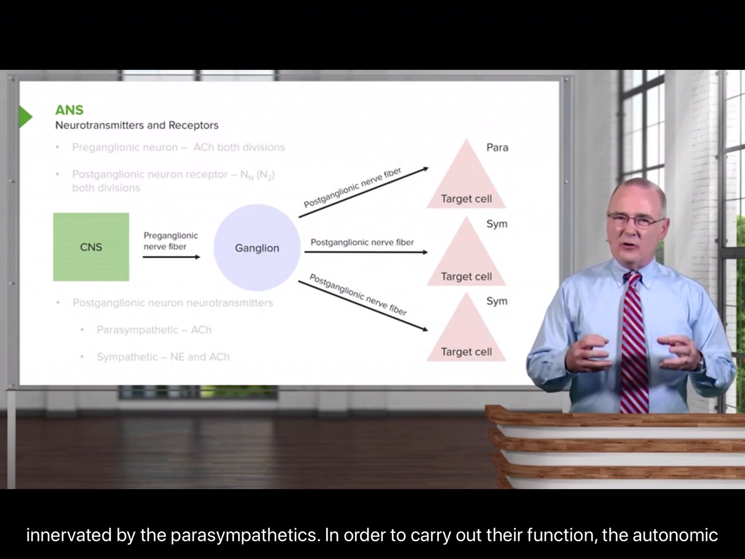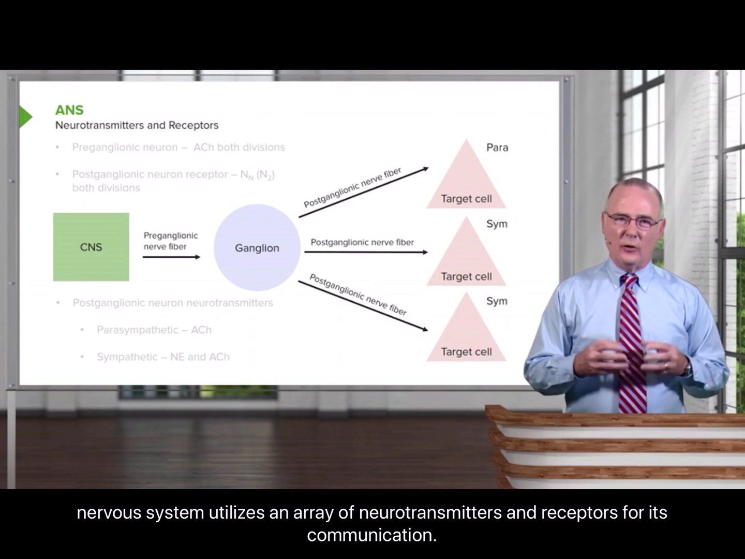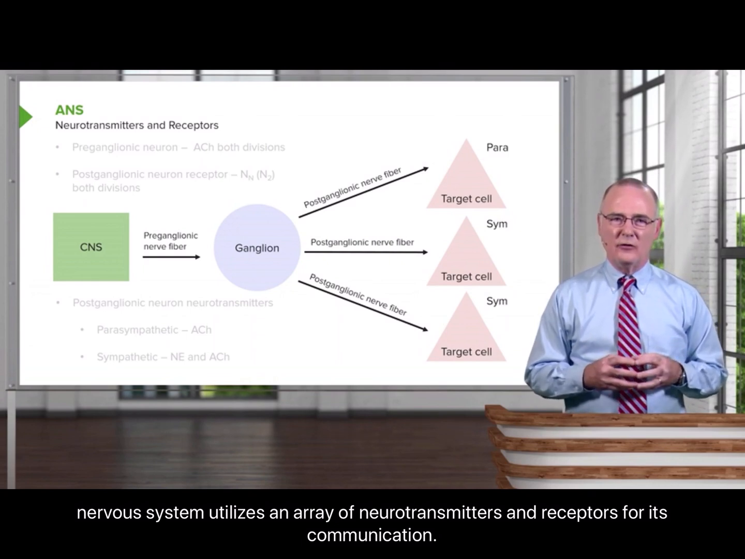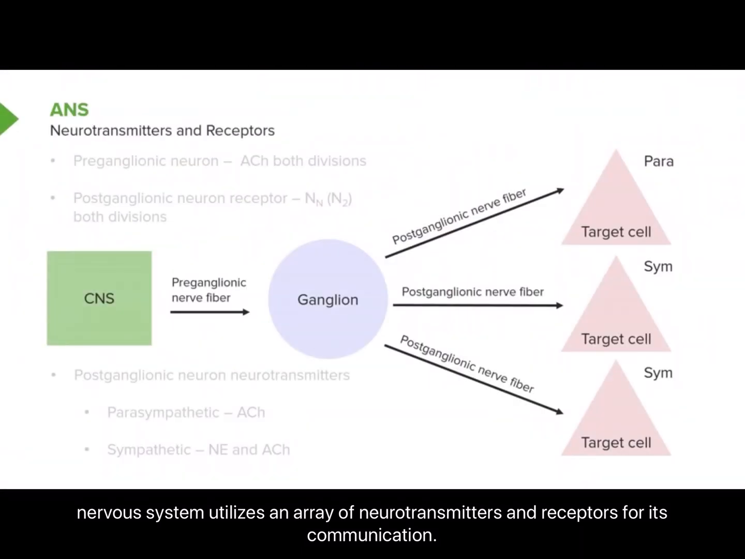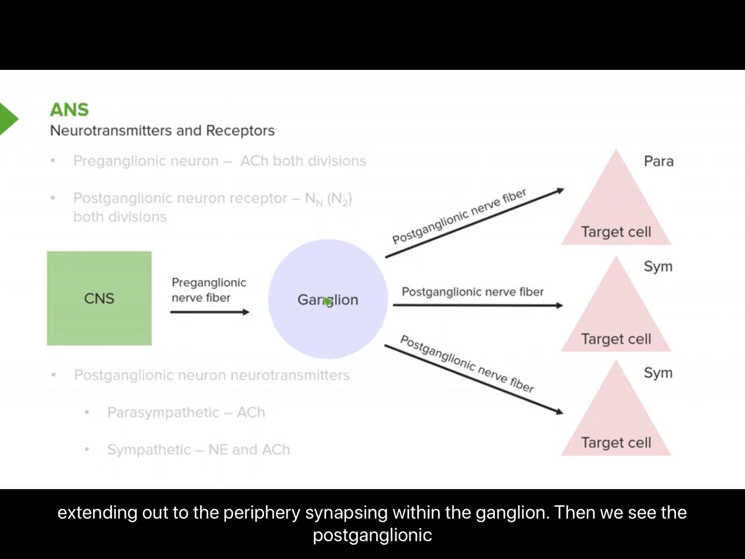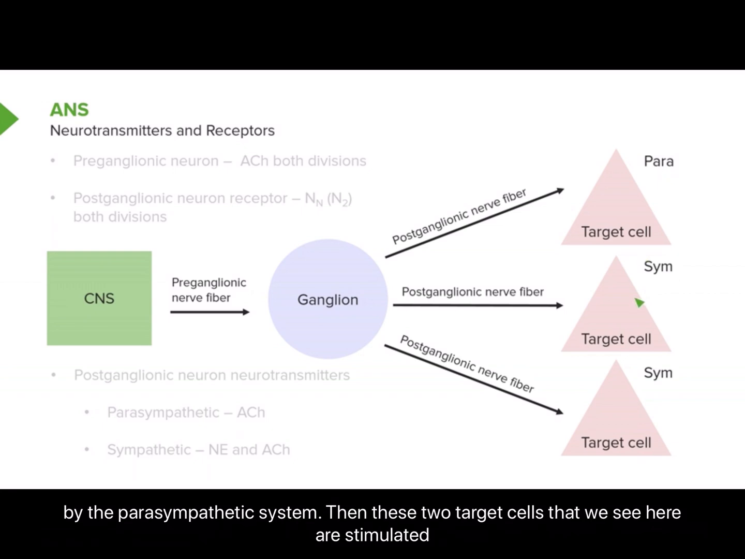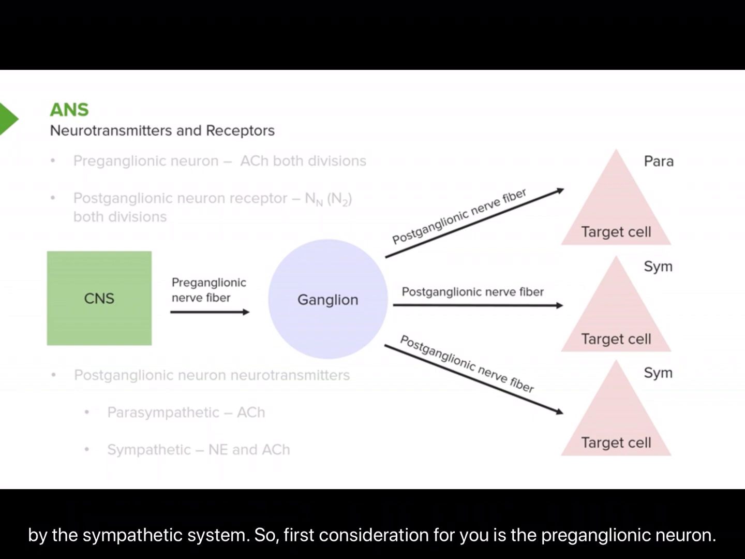In order to carry out their function, the autonomic nervous system utilizes an array of neurotransmitters and receptors for its communication. So we have a basic blueprint here: the central nervous system, the preganglionic nerve fiber extending out to the periphery, synapsing within the ganglion, and then we see the postganglionic nerve fiber extending out to the target cell. This target cell is going to be stimulated by the parasympathetic system, and then these two target cells that we see here are stimulated by the sympathetic system.